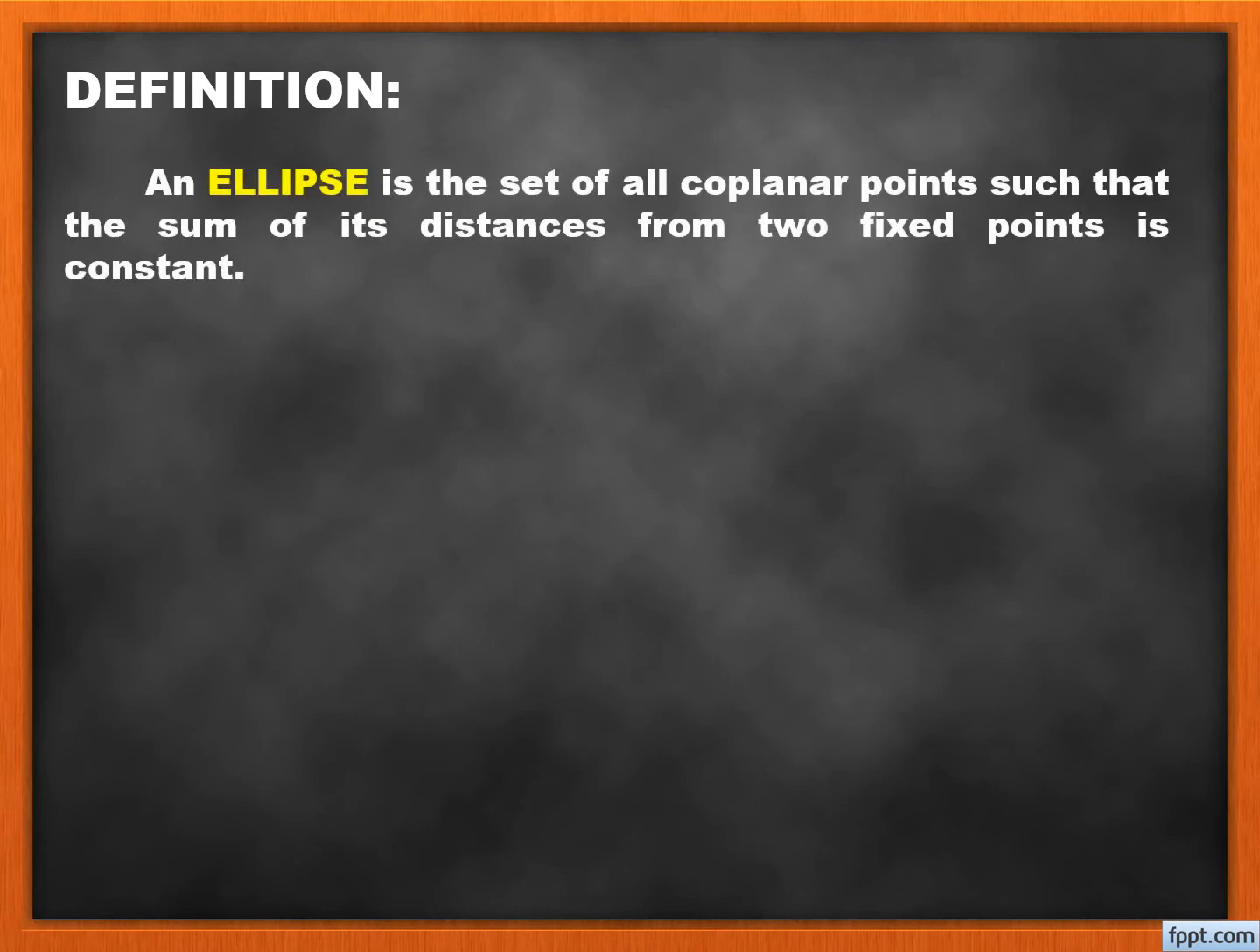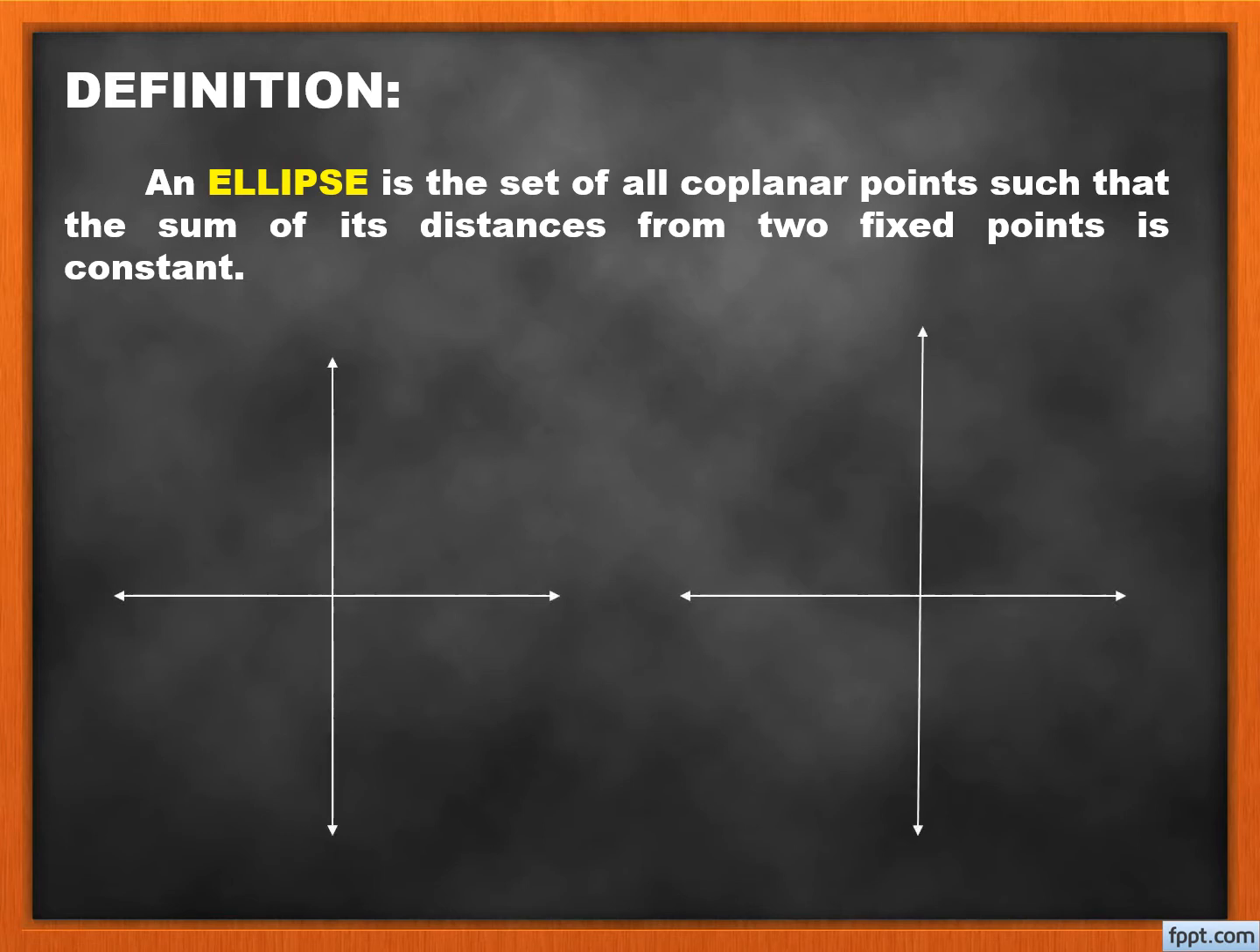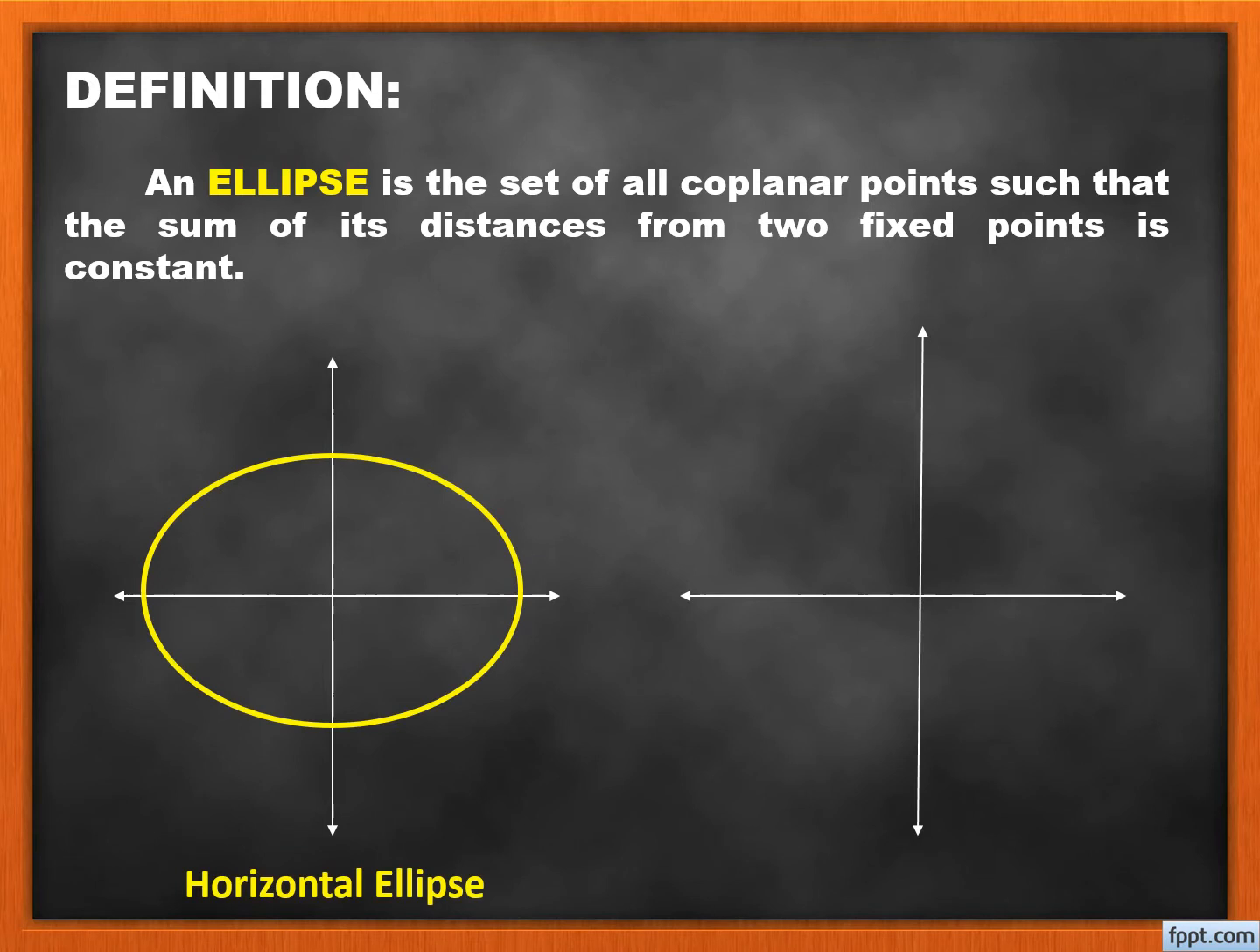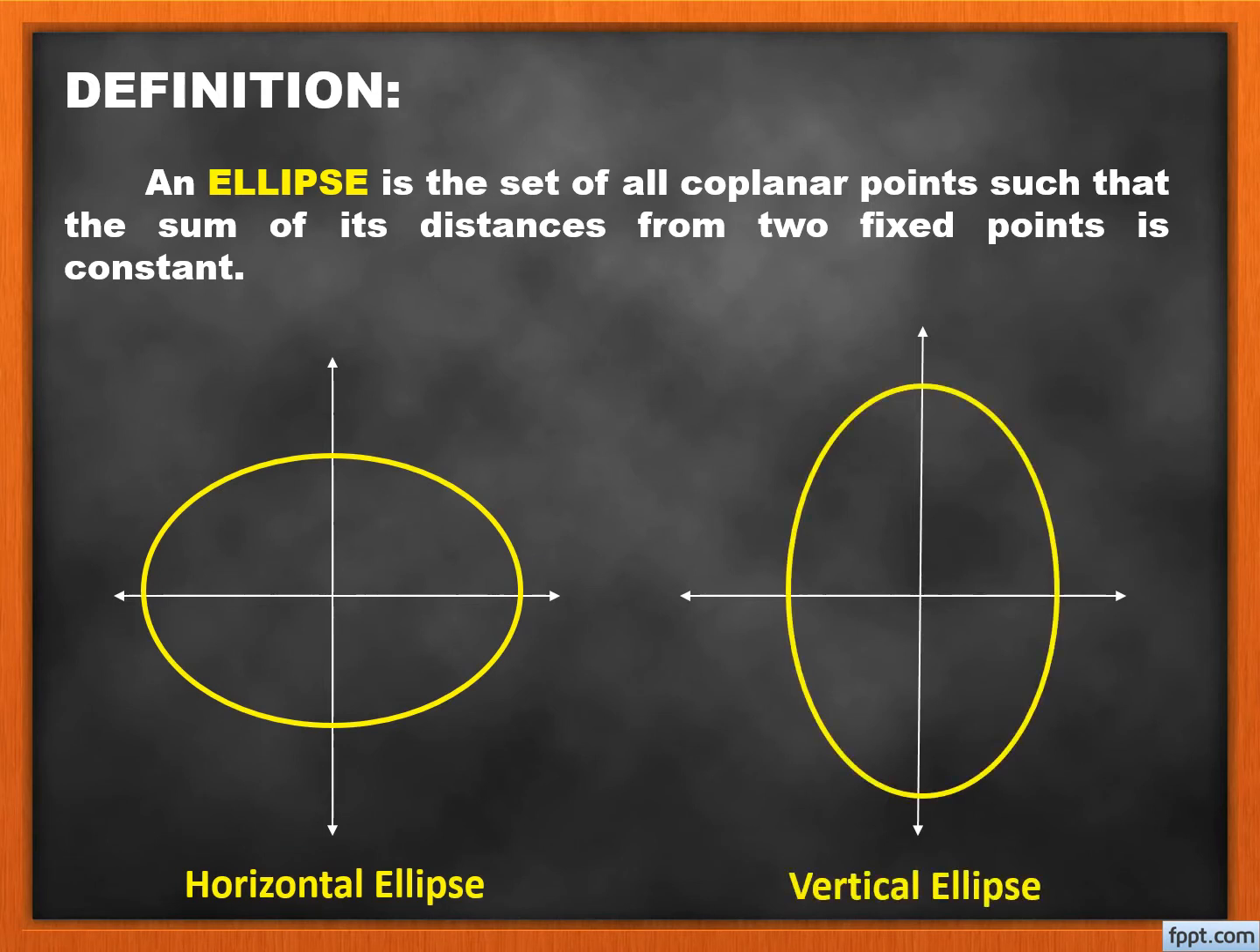Let us have this definition. An ellipse is the set of all coplanar points such that the sum of its distances from two fixed points is constant. An ellipse can either be a horizontal ellipse or a vertical ellipse.